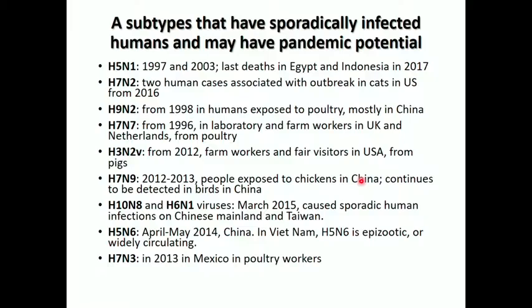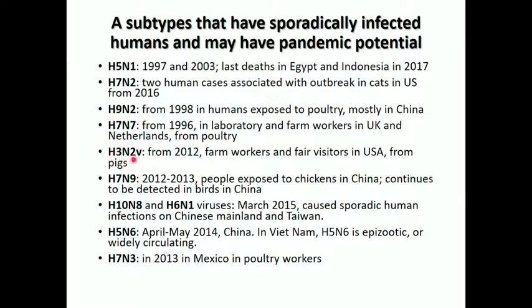There is a whole zoo of viruses. H5N1, that you've probably heard of, kills 50% at least of the people it infects. 50% case mortality rate. Luckily, it doesn't very easily at all transmit human to human. It's been circulating in livestock since 2003. H7N2, two cases in cats from the US. H9N2, this is bubbling under in China. It is increasingly appearing in people. Direct transmission from poultry.